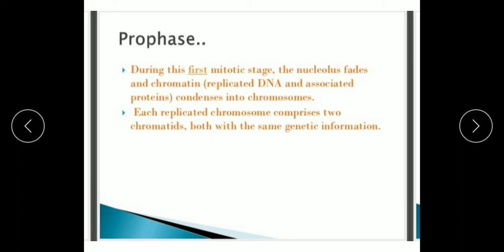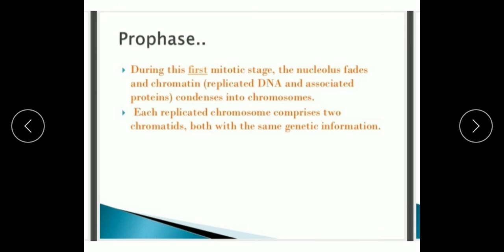Next, the second phase, prophase. This is the first mitotic stage of cell division. The nucleolus fades and the chromatin, replicated DNA and associated proteins, condenses into chromosomes. The nucleolus fades and the chromatin reticulum condenses.